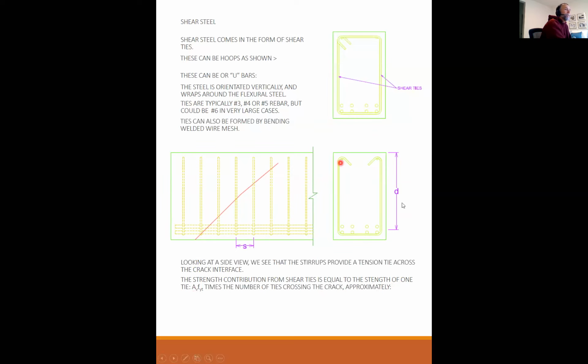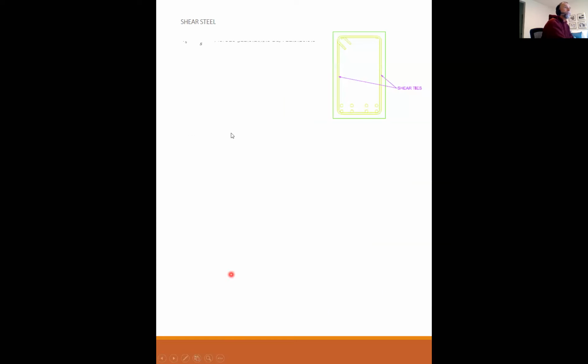which is A sub v. A sub v is the area of your shear steel, times f sub yt. f sub yt refers to the yield of the shear tie, times the number of ties crossing the crack. Approximately n, the number of ties across this crack, is equal to d divided by s. Therefore, the total strength due to the steel ties, V sub s, is equal to the area of the shear steel, the yield of the shear steel, times d over s.